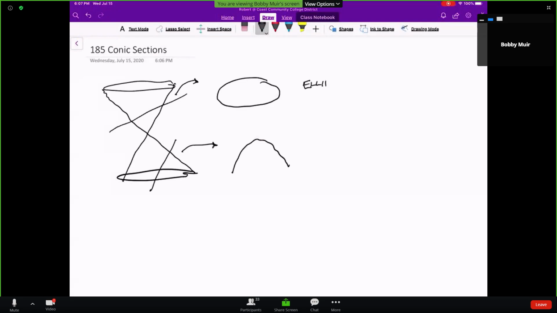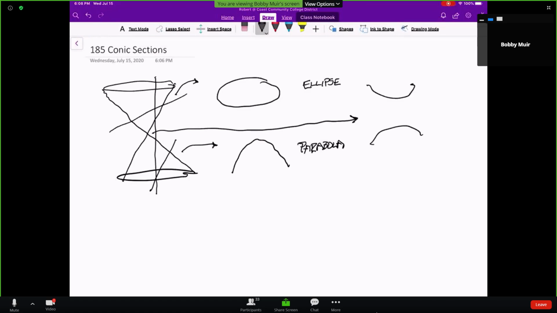Okay. And if you were to slice it like this, take out the thing, you would get an ellipse. Hey, what section of the book is this, Bobby? Is it 10.5? 10.5. Thanks. Parabola. And if you cut it like this and split it out, you would have these two pieces. And this is what we call a hyperbola.